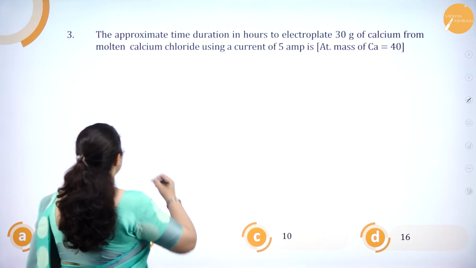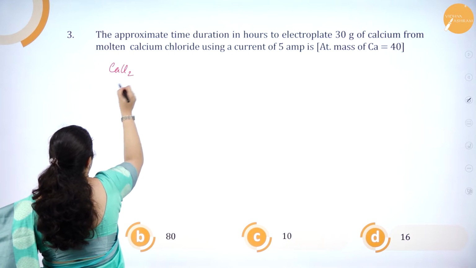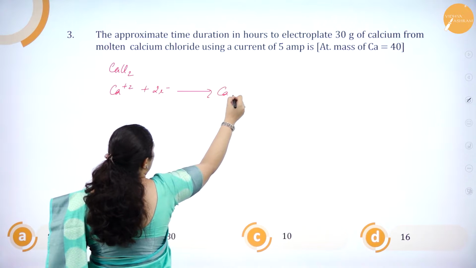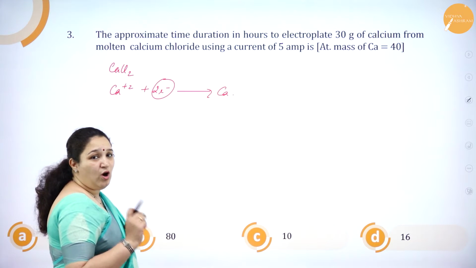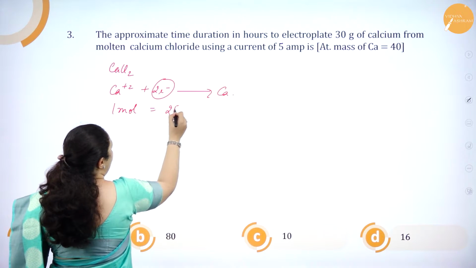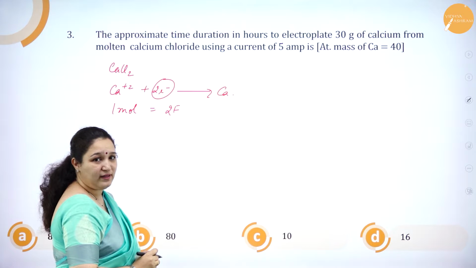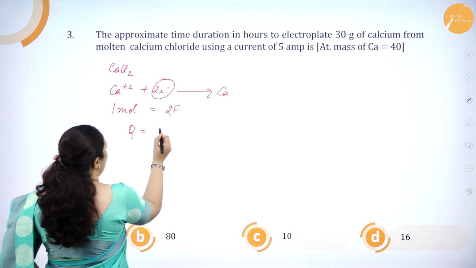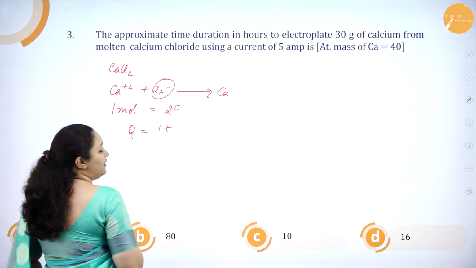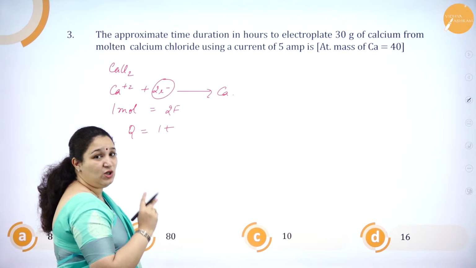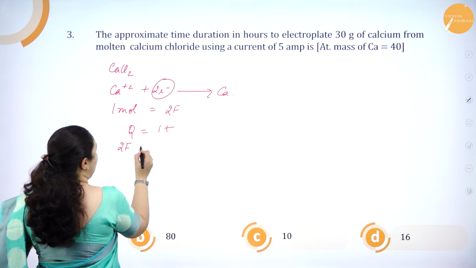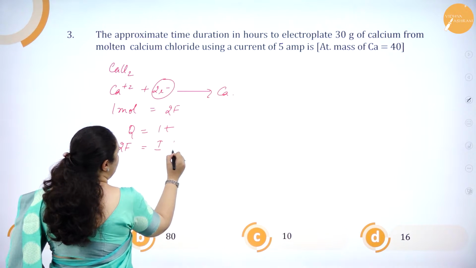Okay. So first thing is calcium chloride we have. So calcium ions will accept 2 electrons to deposit as calcium. So for 1 mole of calcium to get deposited, 2 Faraday are required, correct? So we know that Q is equal to IT, correct? What is Q? How much Faraday electricity we require? That is 2 Faradays, isn't it? So it is nF; 2F is equal to IT.